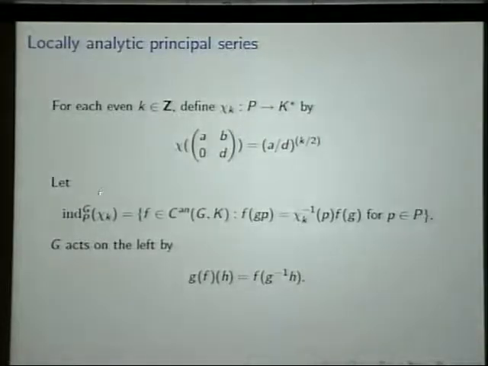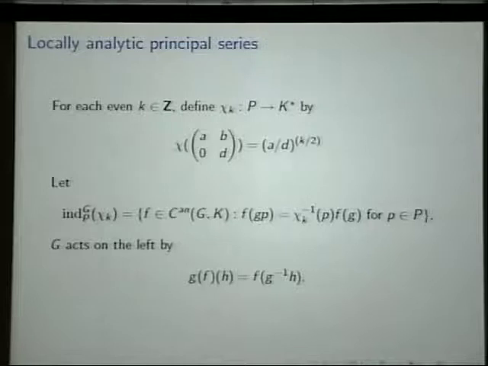And now I want to construct what's called the locally analytic induction of this character. This is the space of locally analytic functions on the group G, which when elements of the Borel subgroup act on the right, the character pulls out in this way.